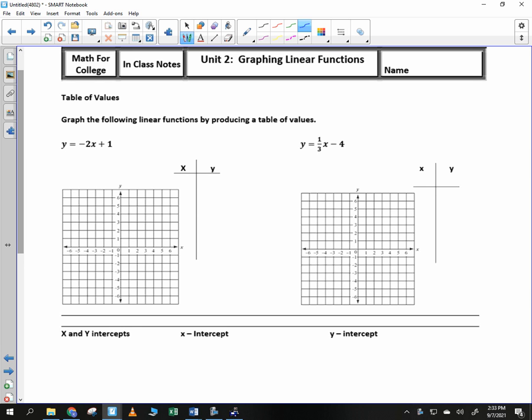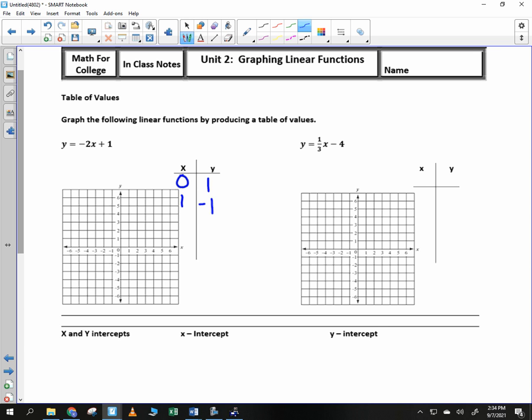So y is equal to negative 2x plus 1. One way you can create a graph is by making a table. I think one of the most wonderful numbers to plug in is 0. As you plug in 0 for x, what do you get for y? You get 1. I'm going to plug in 1 for x.